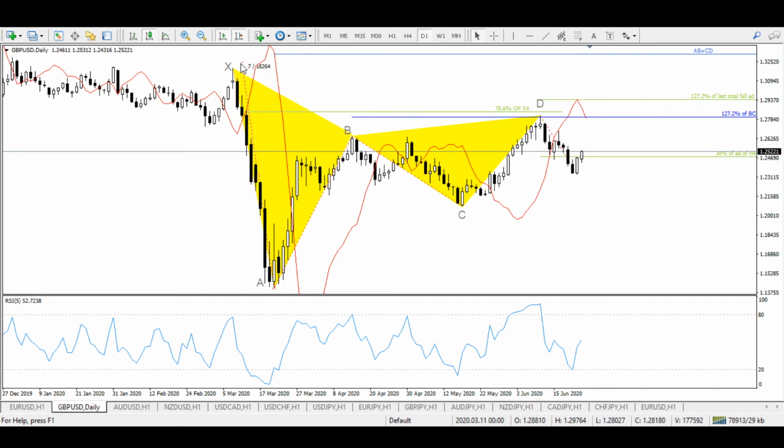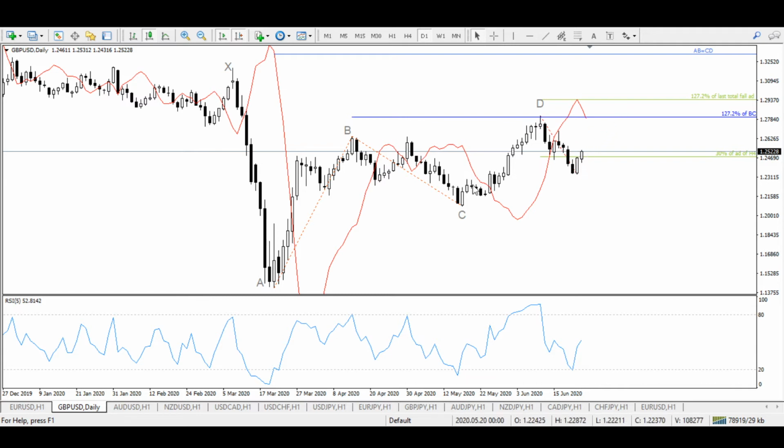This Gartley was quite mathematically perfect, because D was made on 78.6% of this XA. So just a minute, let me remove this. All right, and here what will happen if price continues to the upside?